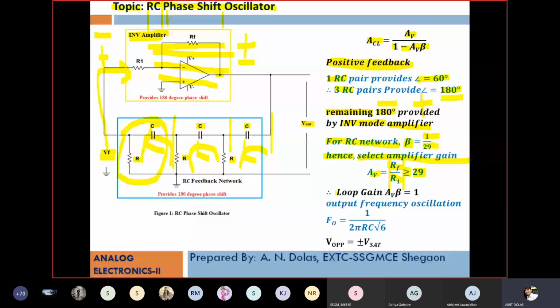So here you can see two criteria are automatically fulfilled. One is the phase shift, which is equal to 360, and another one is the loop gain, that is A_V beta, which is equal to 1. And if these two rules are followed by choosing proper values of components, then the output frequency of oscillation of this circuit will be given by the formula f0 is equal to 1 over 2 pi RC root 6. And what will be the maximum output? The maximum peak to peak output will be plus minus Vsat.